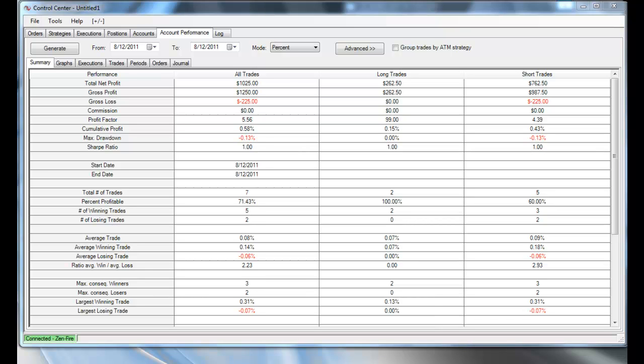Hello again, everyone. This is the review for our trading on Friday, August the 12th. We execute our trades using NinjaTrader, and this is NinjaTrader's account performance log and report for the day, showing 7 trades actually, but what that represents is 7 total contracts.